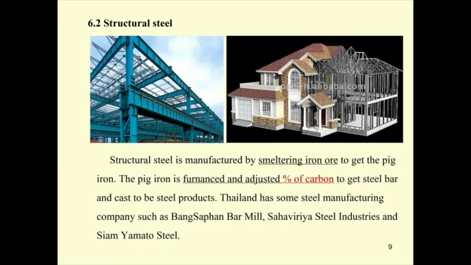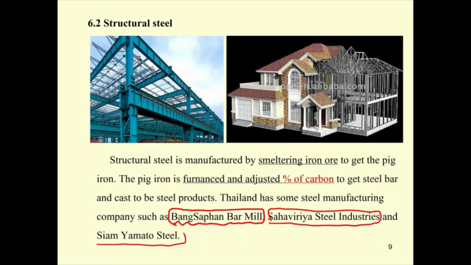Okay, let's start with structural steel. Nowadays, like I said, they are trying to use steel more and more because steel has a high strength-to-weight ratio, and the steel industry is growing very quickly in Thailand. In Thailand, we have many companies, such as Bang Sapan Millwa in Prachuap Khiri Khan, Saviya Steel Industry, also in Prachuap Khiri Khan, or Siam Yamato Steel in Saraburi. There are many steel companies in Thailand, and they are big.